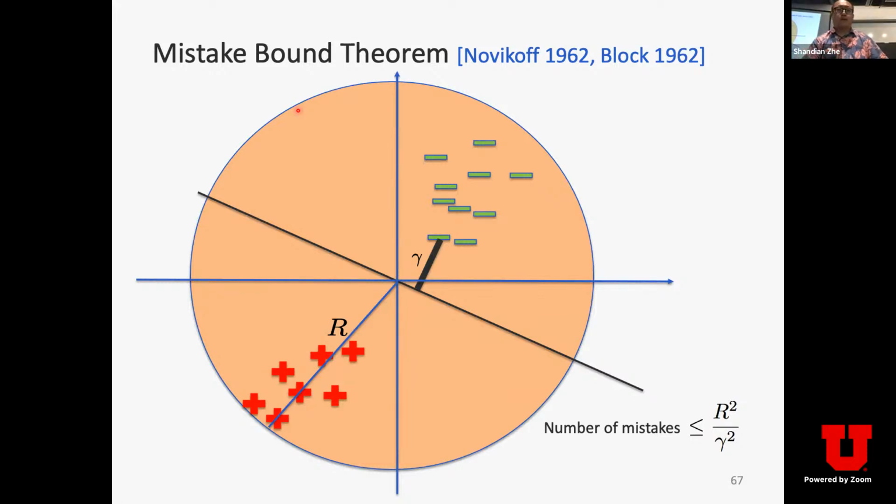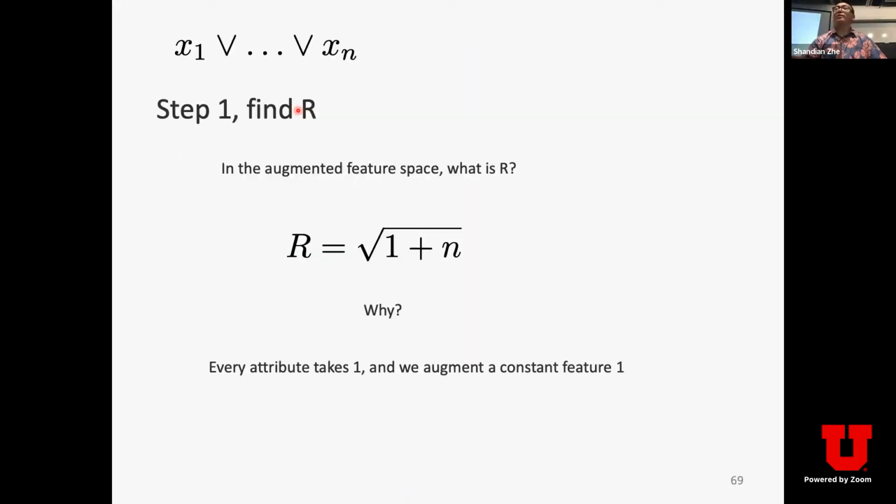And in our case, we're talking about the Boolean function, right? All the feature vectors are Boolean feature vectors. They are either 1 or 0. So I want to ask, which feature vector is the longest one? Every feature is either 0 or 1. All the ones will be, I mean, the vector with all ones will have the longest length, right?